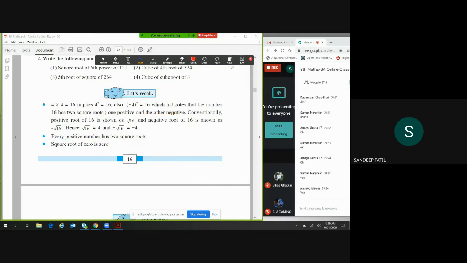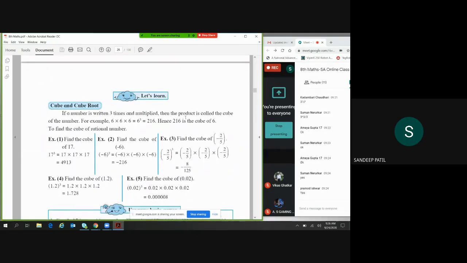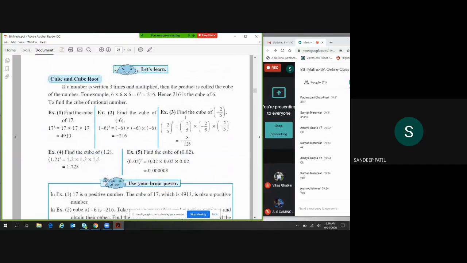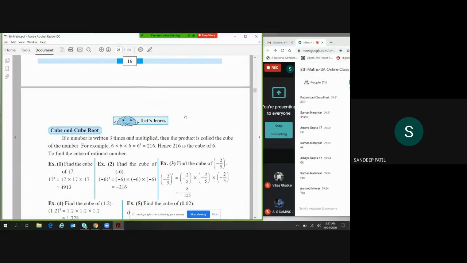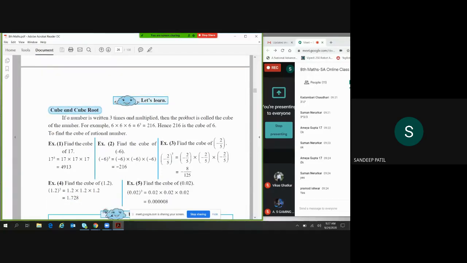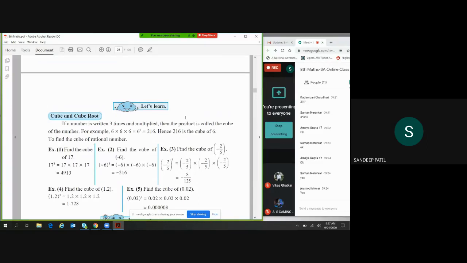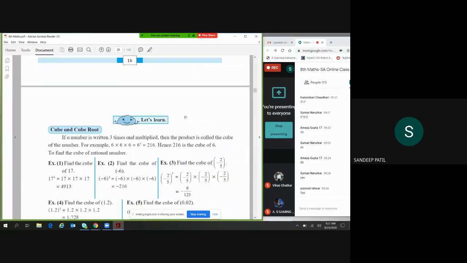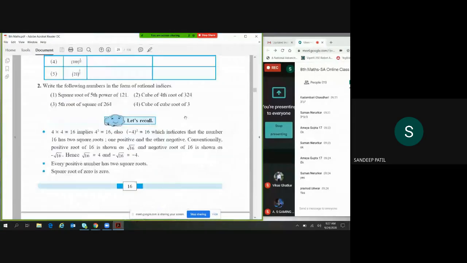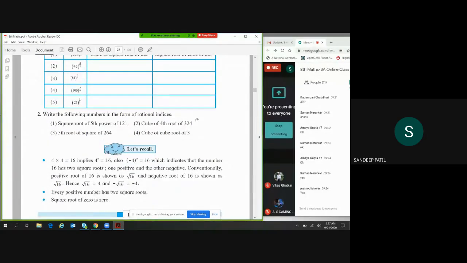Let's move further. This is a bit different, so we will keep it for the next lecture, cube and cube root. We will start from here. Till then, you can practice these problems, and if you have any questions, you can email me or write them down.